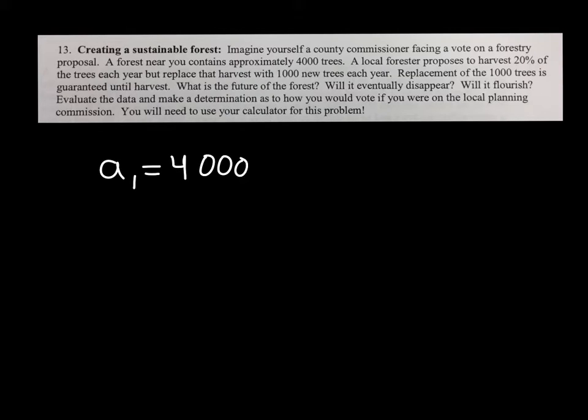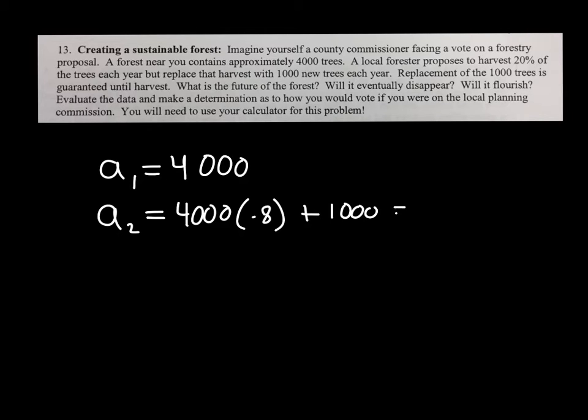Now, basically every year we're going to harvest 20% of the trees, which means we would have 80% of the trees remaining, and then plant 1,000 new trees. So if we think about the second term, that's 1 year later, and 20% of the trees are going to be gone. So I'm going to take my 4,000 and multiply it by 0.8, because I want to know how many trees are left. That's what I want this sequence to represent.